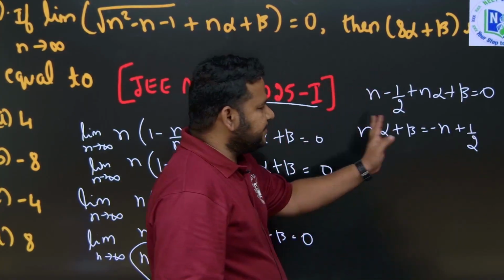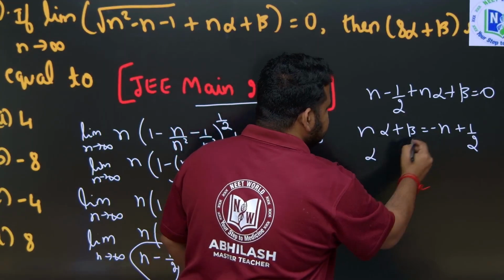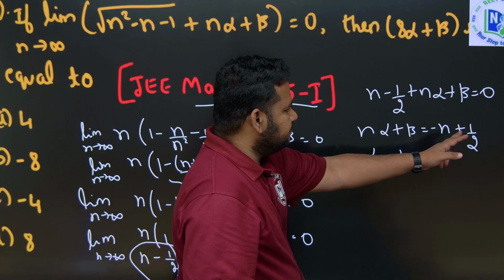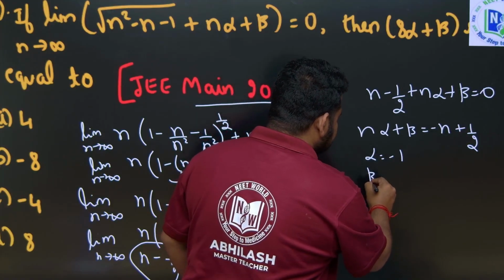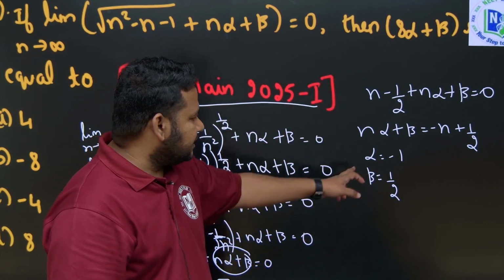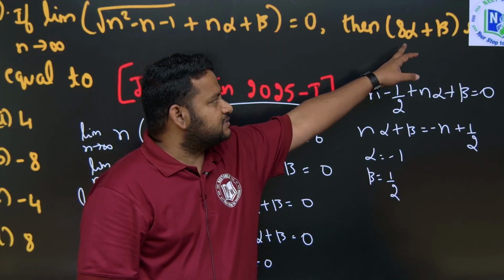So now comparing the coefficient of n: here alpha, for this it is minus 1. Comparing the coefficient of beta, here it is 1, and on the other side it is half. So beta, the value is half. So we got alpha is equal to minus 1, beta is equal to half. They want us to find 8 times alpha plus beta.